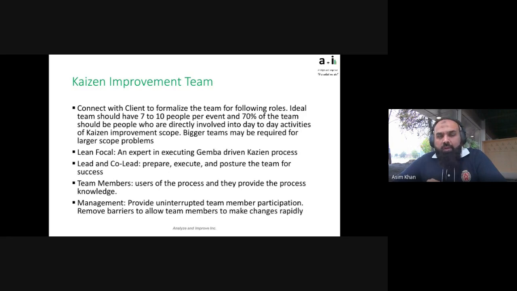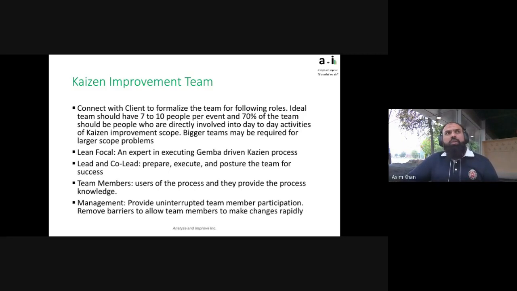per Kaizen event. Not to say you can't have bigger teams, you can, but then usually it means that they have a bigger scope, and I'm going to have multiple facilitation sessions in parallel. So you just have to get ready for it and prepare for it a bit more. 70% of this should come from the team who are directly involved with the day-to-day activities that your Kaizen scope is about. Obviously, you need a lean focal, who will provide the education on how to problem solve, what the wastes are, why it's important to identify those wastes, how you do process mapping, how you do mistake proofing, all that good stuff.